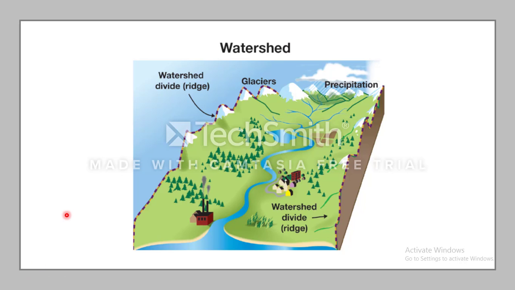Here is a picture of a watershed. You can see the mountain ranges that divide the watersheds, the precipitation that provides the water to the area, where it flows through rivers and streams and continues down into the ocean.